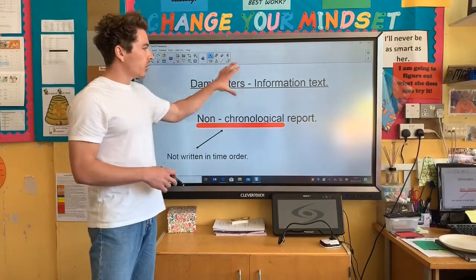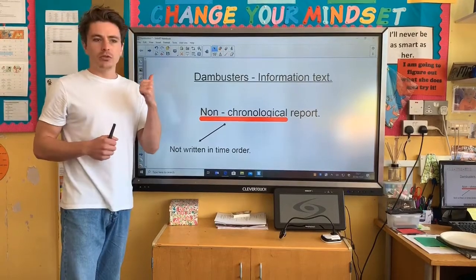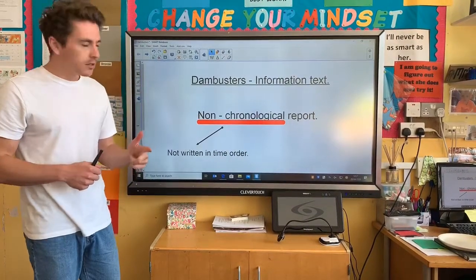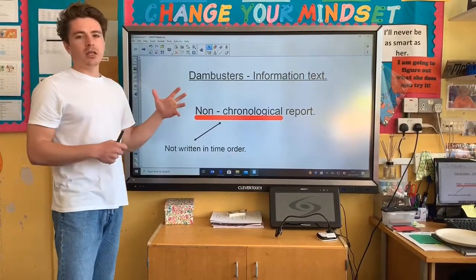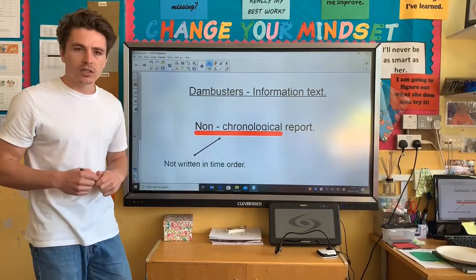Okay? A couple of other things to think about when you're writing an information text. Obviously it's going to include facts, information, some dates. Also, it's going to be organised into subheadings so that you can make sure the information is organised clearly.